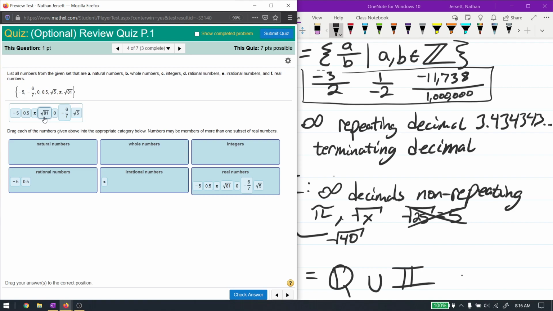The square root of 81 is a perfect square, so it's going to be 9. 9 times 9 is 81. So this is a rational number.